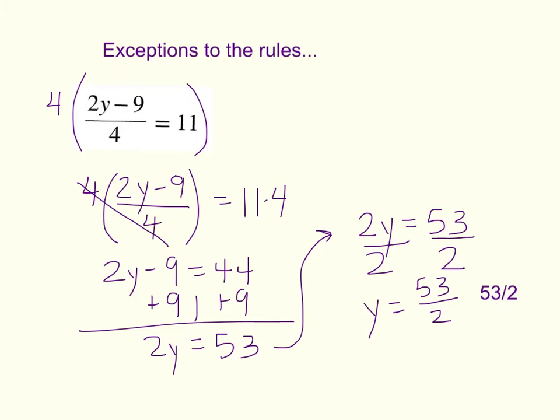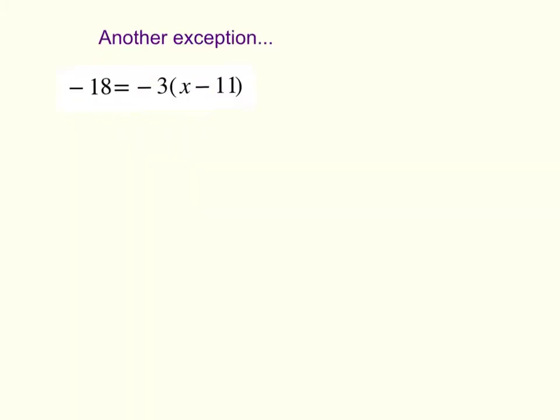All right, so we're ready. Let's look at another exception to the rules. Okay, great. On this one, we've got negative 18 equals negative 3 times the quantity x minus 11. Well, there's two different ways I can approach this. I can use division first, or I can start with the distributive property. It doesn't really matter to me what you do, so I'm going to show you both.